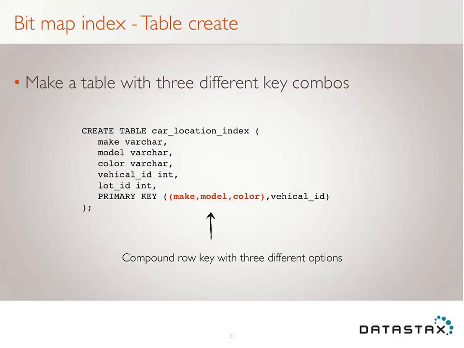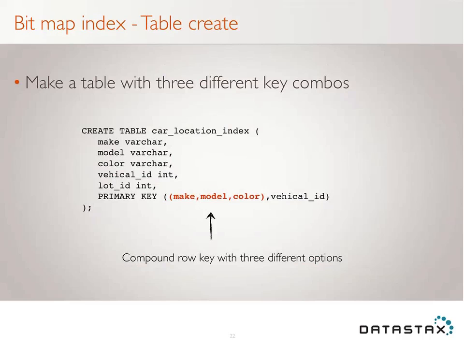So I'm going to create this table, this car location index. My first 3 things, make, model, and color, now make up this compound row key. So there are 3 different options in there. There's a vehicle ID and a lot ID that are associated with the car itself. I created vehicle ID as one of the parts of the primary key, so it will create a wide row.